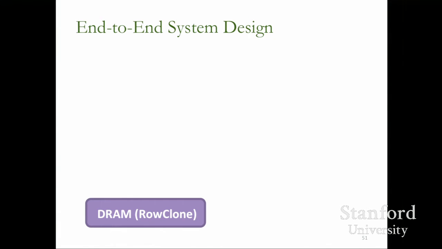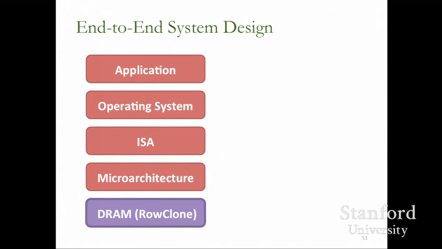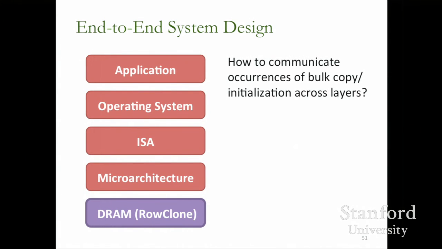You have this row clone-enabled DRAM. How do you take advantage of it? First, you definitely need to communicate occurrences of this bulk copy and initialization, actually, it doesn't have to be bulk copy if you're doing interbank.